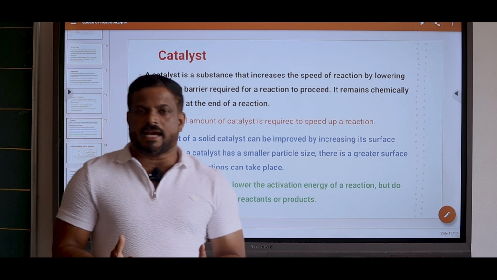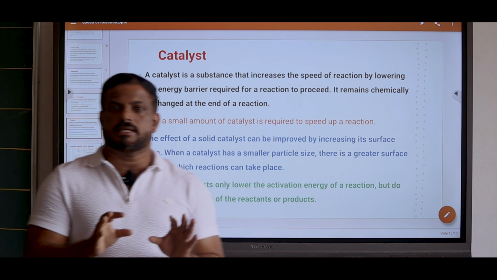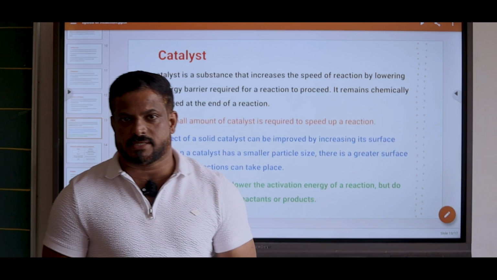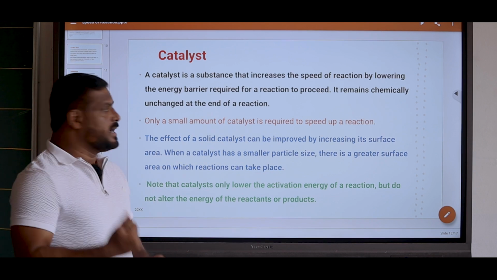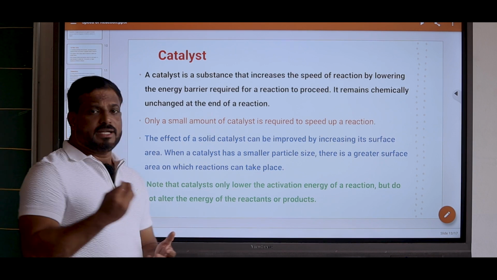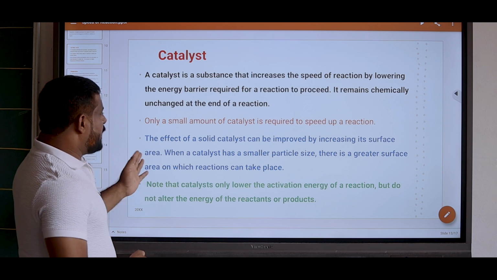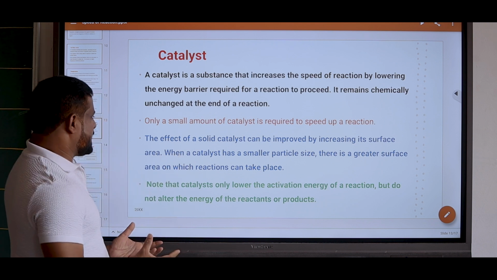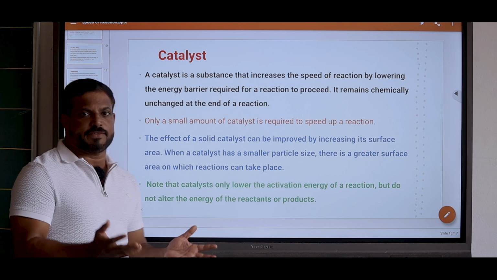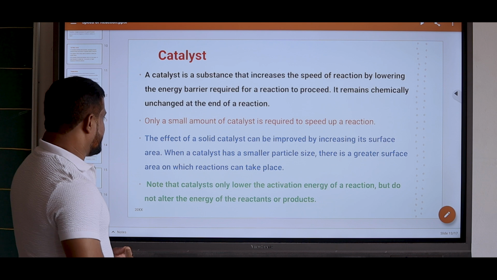When we are using a catalyst in a particular reaction, the catalyst just creates an ambience for the reaction and does not take part in the reaction, and it can be recovered back. And we need to use a small amount of catalyst only. The effect of a solid catalyst can be improved by increasing its surface area, because if we increase the surface area, there is more chance for effective collisions.